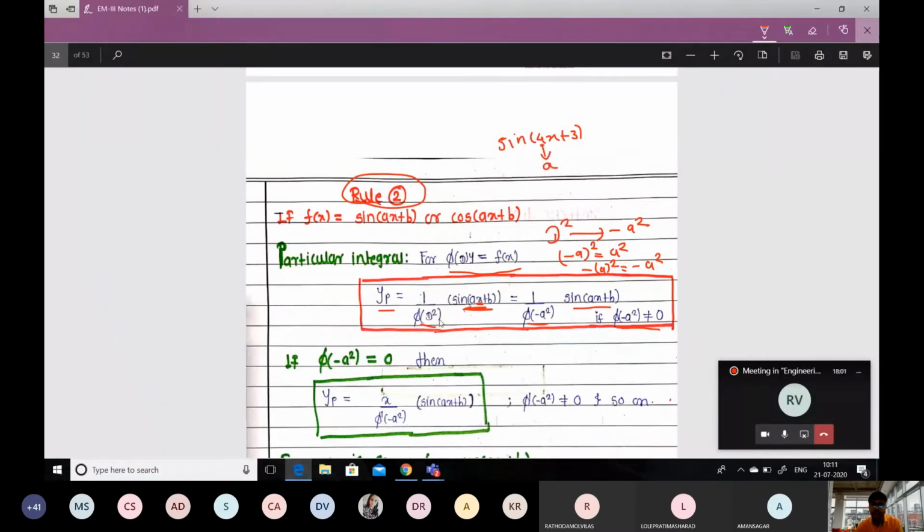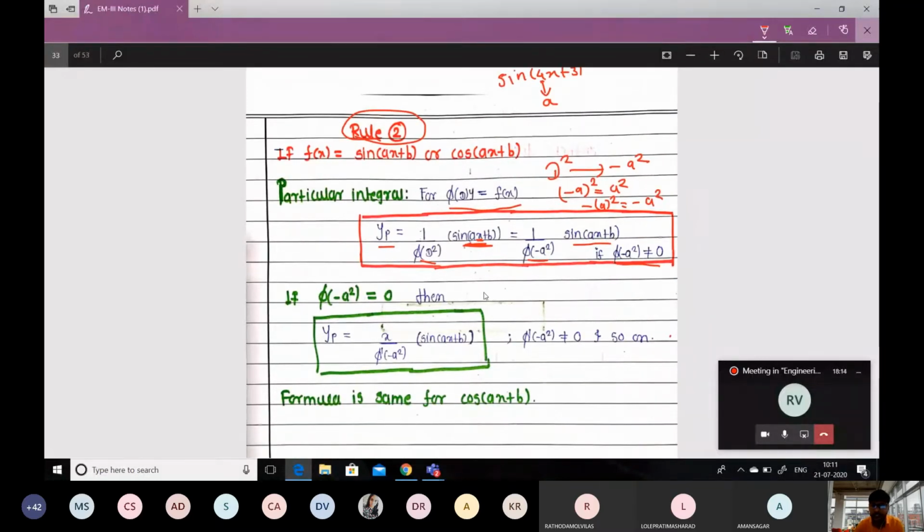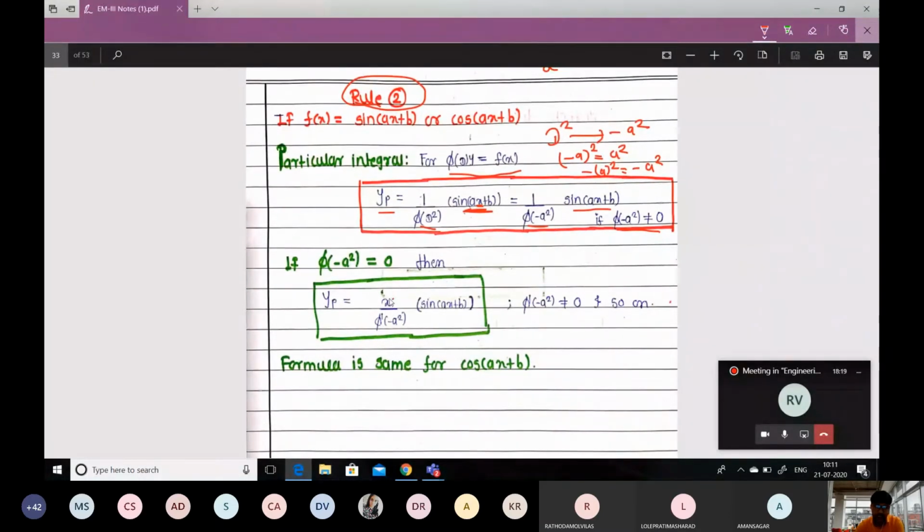So in this formula, in the case of trigonometric sine or cos, you have to replace the D square term by minus times a square, and the denominator must be non-zero. And if it is equal to 0, in that case, what? The same process: multiply by x, take the derivative of the denominator, and again use formula number 1, just replace the D square term by minus a square, and so on. And so on means unless and until you are getting a non-zero term in the denominator, you have to keep going on.